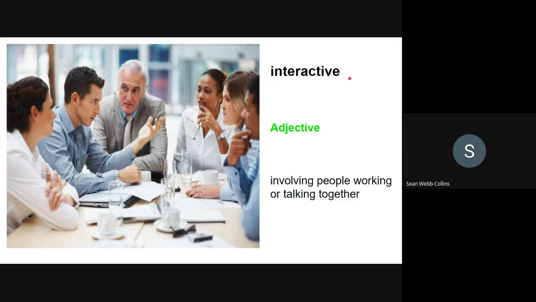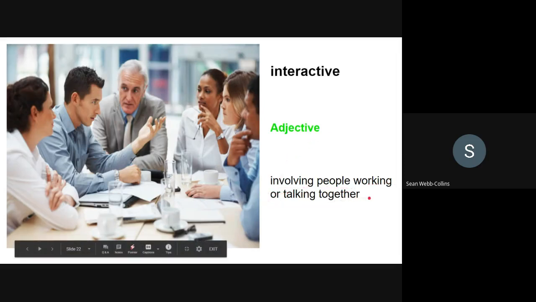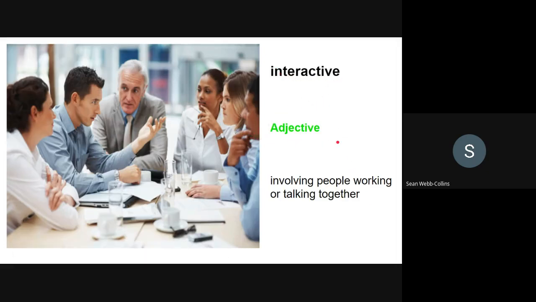Interactive. Adjective, involving people working or talking together. For example, classroom smartboards are interactive.